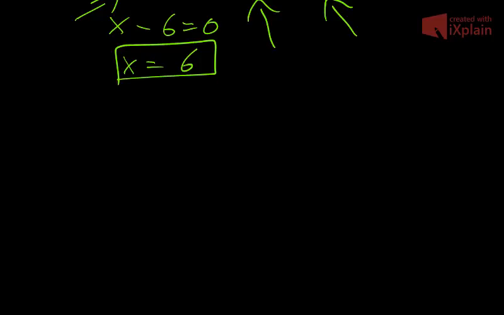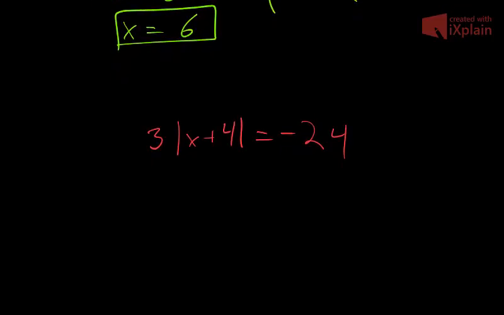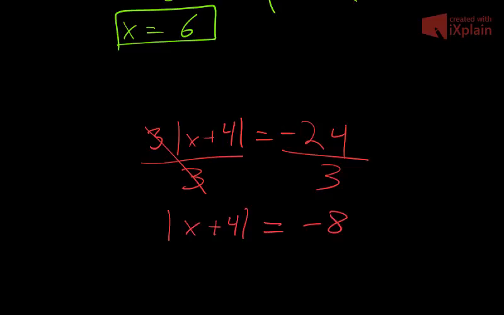So the last one that I want to show you guys is going to be, we'll do 3 times the absolute value of x plus 4 equals negative 24. So my first step is going to be to get my absolute value by itself. And I'm going to do that just by dividing both sides by 3. Easy enough. This side cancels. I end up with the absolute value of x plus 4 equals negative 8.